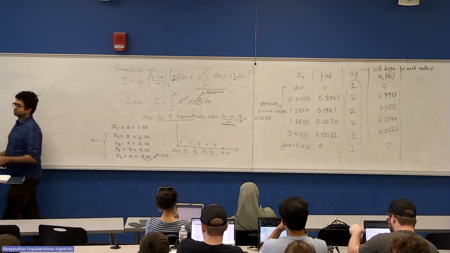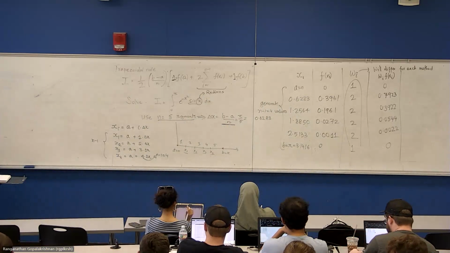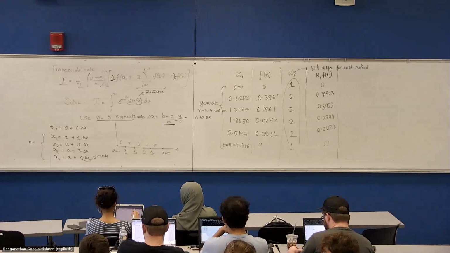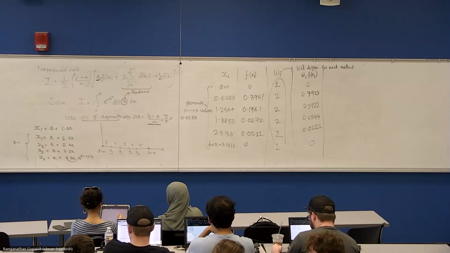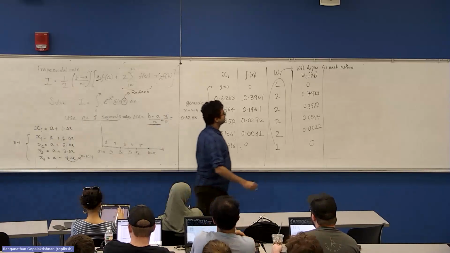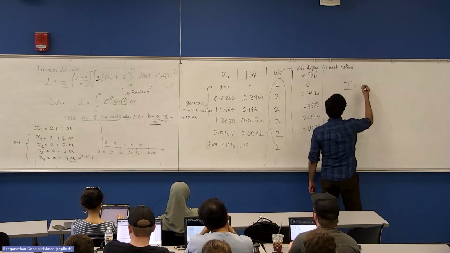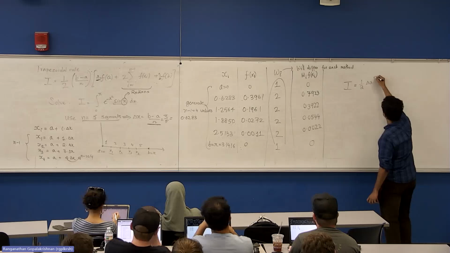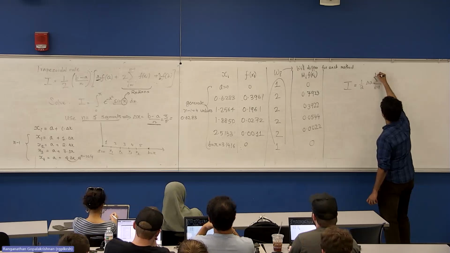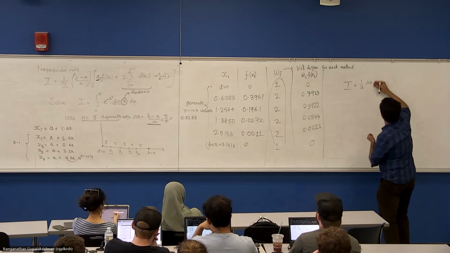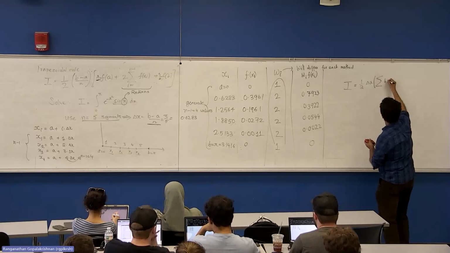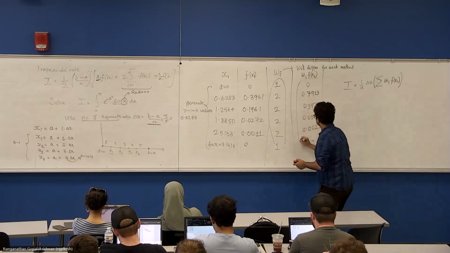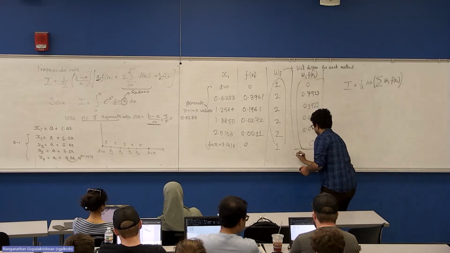So what would be the next step? Next step would be to write I equal to 1/2 delta x times the summation from i equals 1 to n of wi f of xi. That is the sum of this column. Sum this column.